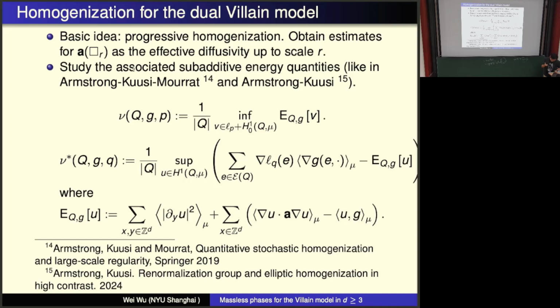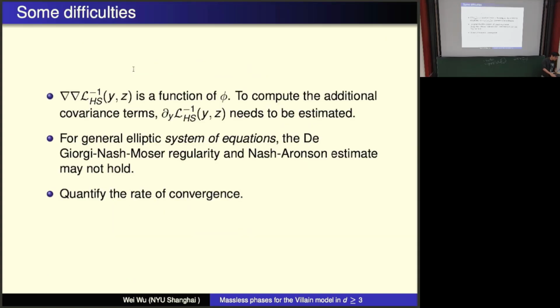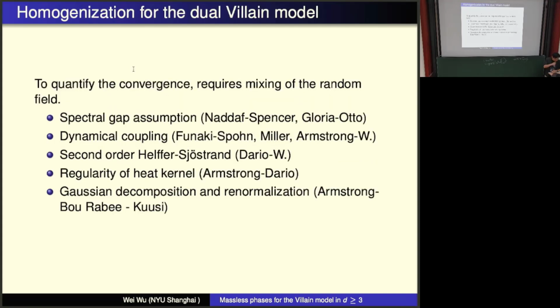You want to capture what the rate of convergence is. You know that these quantities are subadditive, so they will converge to some limit, but you also want to capture the rate of convergence. And that's typically done by using some kind of mixing conditions. In the original work of Naddaf and Spencer, and also in the work of Gloria and Otto, they assumed some spectral gap condition so that you have a rate of convergence. But that assumption is often too much when you're working with systems on an infinite volume.